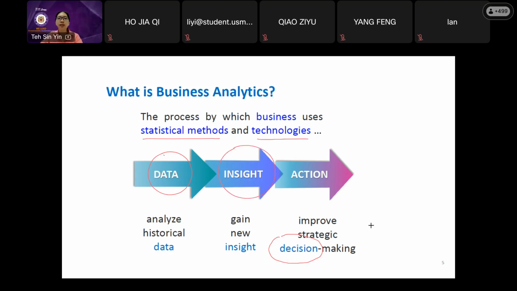And then we improve the strategy by decision making, which means you are taking the action. So this data, insight, action, basically, these are your business analytics. So first thing first, you must have the data. So where does the data come from? It comes from your business. And then from the business data, you will gain some insight. And from the insight, you are able to decide what action you want to take.